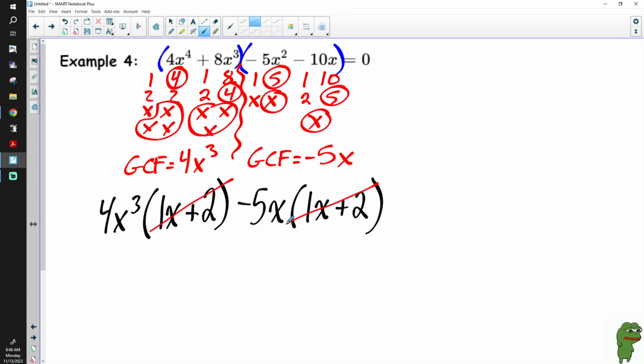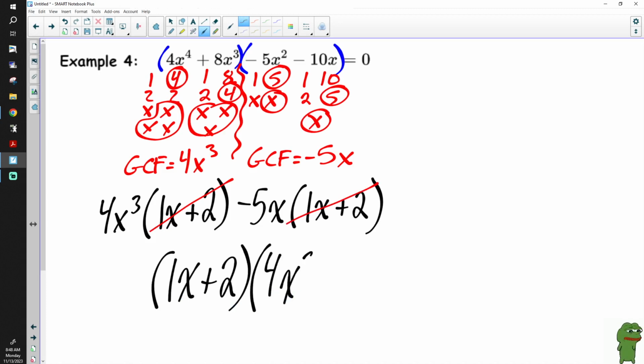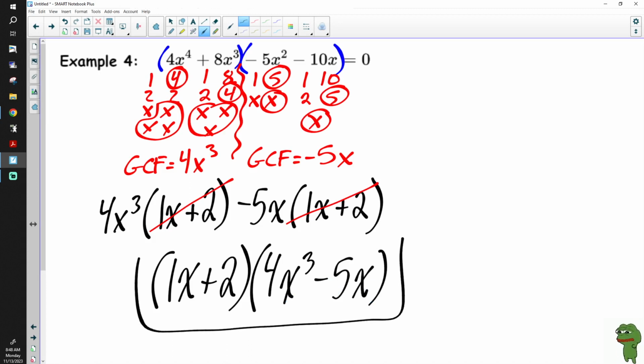These are the same, so we factor them out and put them out front. 1x plus 2. On the inside, we're left with 4x to the third minus 5x, my two leftover terms. And that is factoring by grouping.